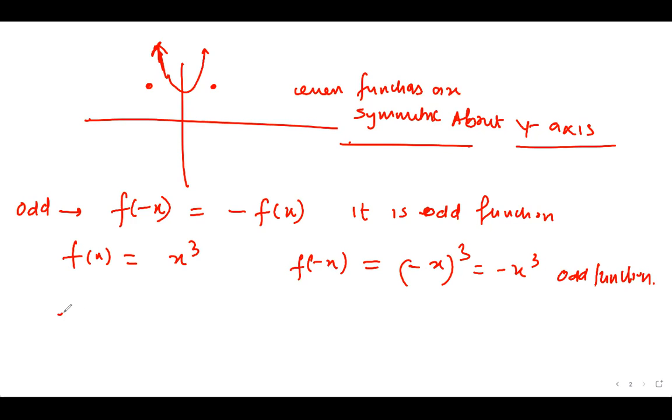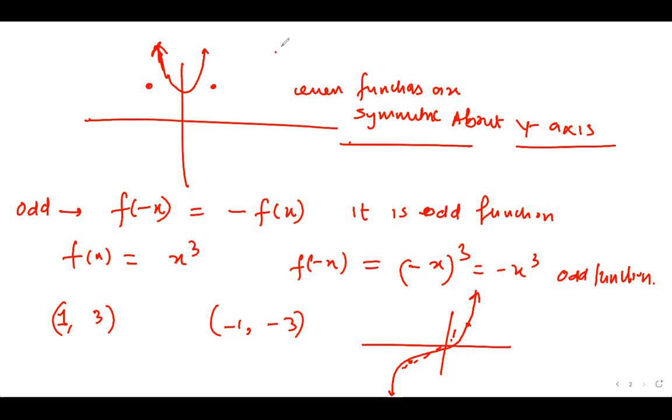So in terms of point mapping, if you see 1 comma 3, now if I take negative x as negative 1, it becomes negative 3. So in short, if I got 1 comma 3, there will be negative 1 comma negative 3. So generally we say this is going to be symmetric about the origin. So any odd function, like for example, the x cube function that we did, is going to be symmetric about the origin. Even functions generally have only one rotational symmetry, and odd functions have two rotational orders of symmetry about the origin.